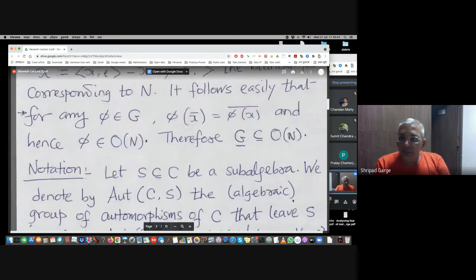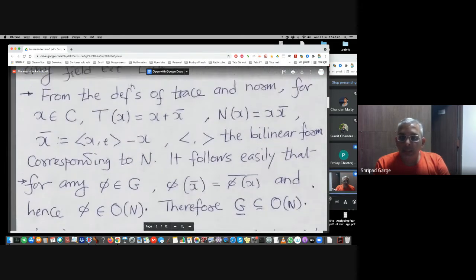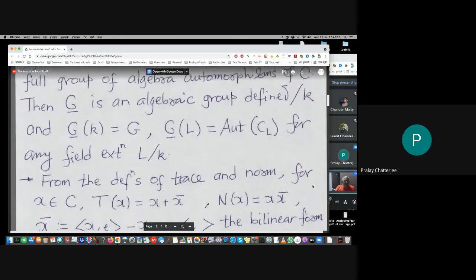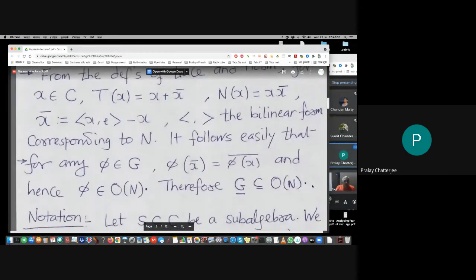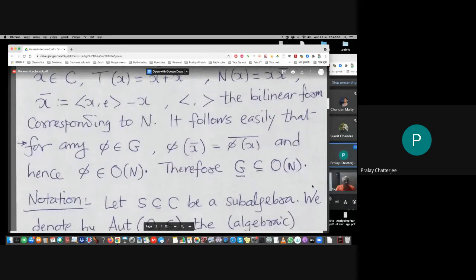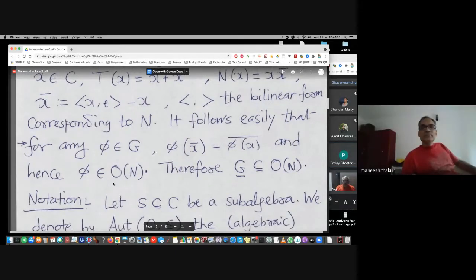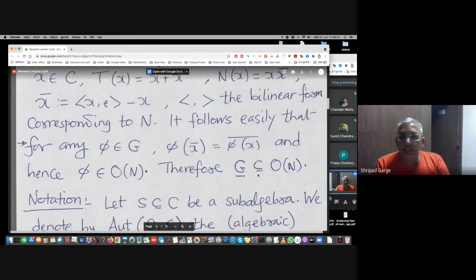K was any field. Maybe he is removing the characteristic too. I mean, how do you conclude that G bar is in O_N? What is the question? The question is why is G bar inside O_N?